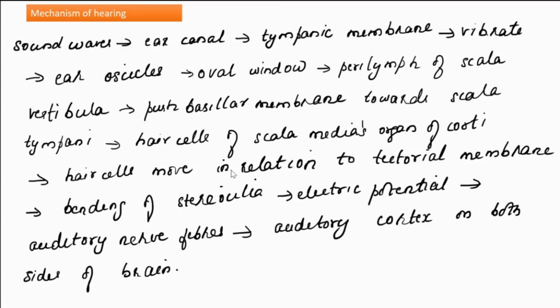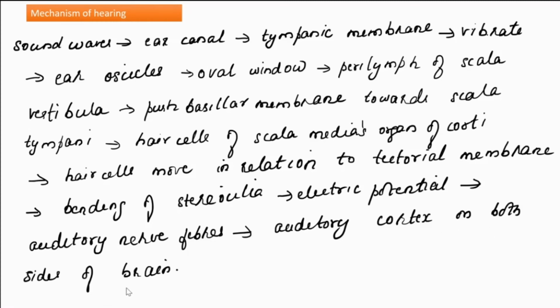The hair cells move in relation to the tectorial membrane and this results in the bending of the cilia present on the margin of the hair cells, which results in the generation of an electric potential, and that potential passes to the auditory nerve and on to the auditory cortex on both sides of the brain.